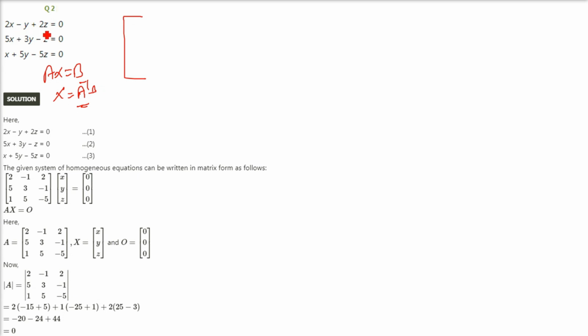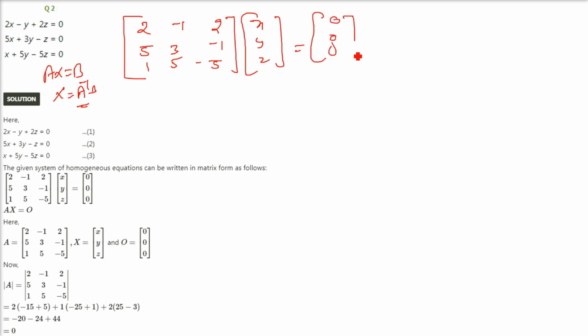First let me write A. It will be coefficient of x: 2, 5, 1. Coefficient of y: negative 1, 3, 5. And then 2, minus 1 and minus 5. So this is A. X is what? X, Y, Z. And this is equal to 0, 0, 0. Okay. Now AX equals B.